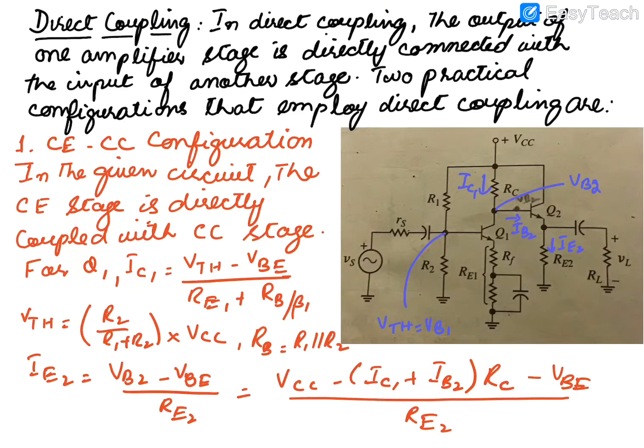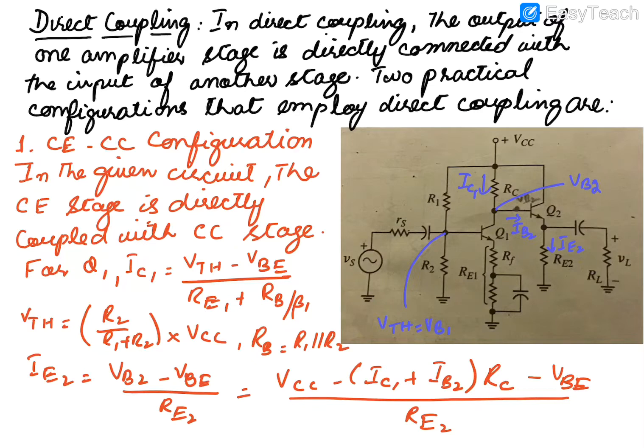So we have discussed the case of capacitively coupled transistors and stages. Now the next is direct coupling, in which one amplifier stage is directly connected to the second amplifier stage. There are two practical configurations that employ direct coupling. One is the common emitter to common collector configuration, in which the common emitter stage is directly connected to the common collector stage.